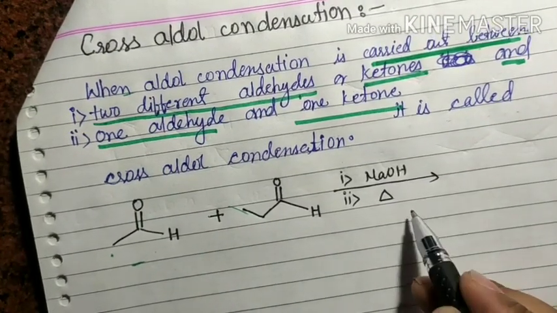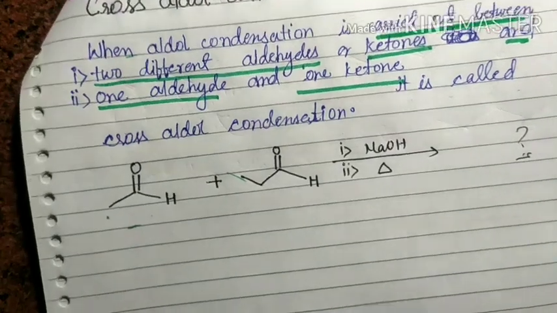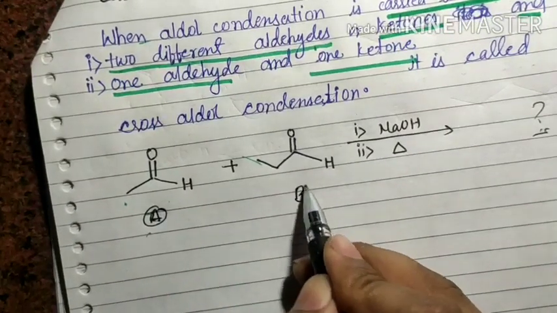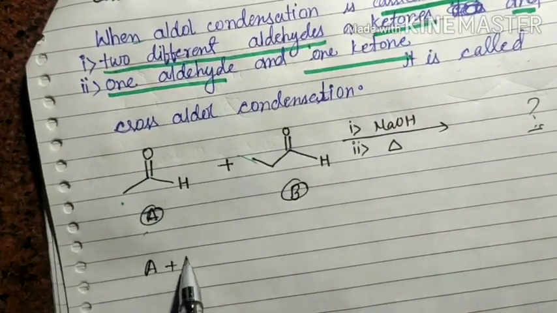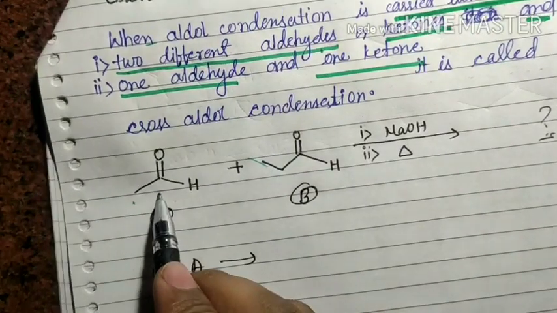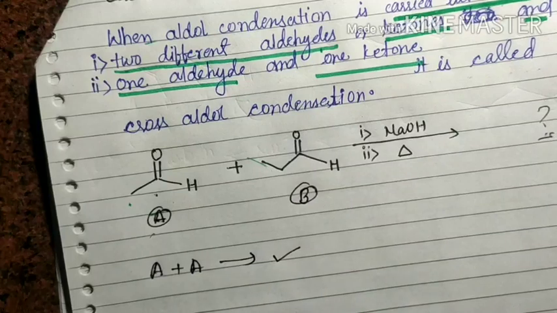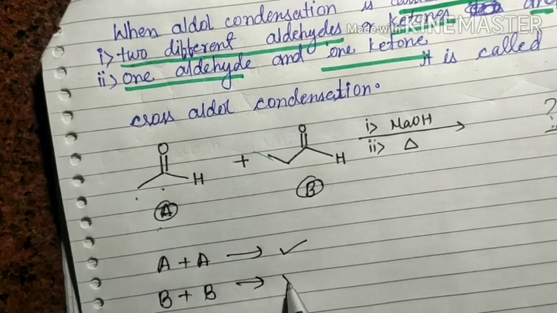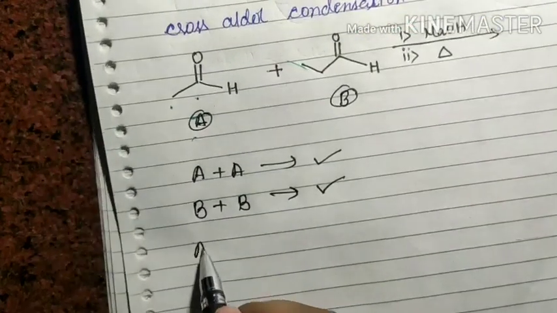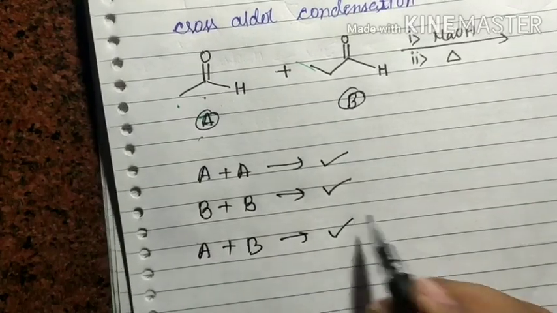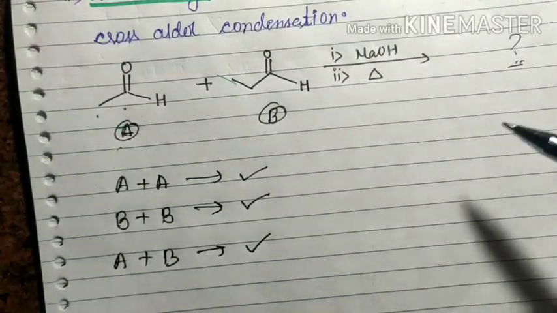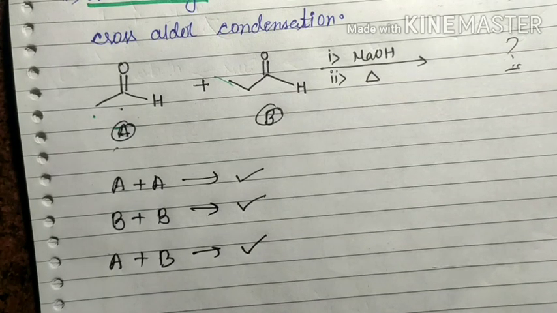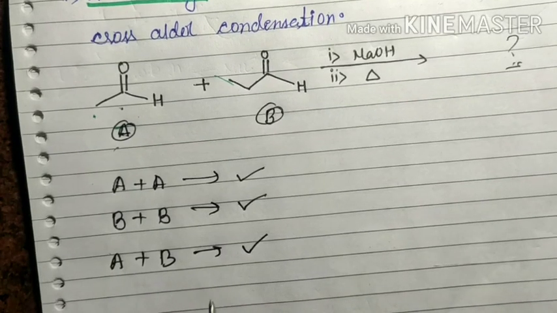So think here. This is the total step and you should write only the product, but I want to explain what to do. If I have two molecules, I write here A and here B. Molecule A reacts with molecule A, that means this aldehyde reacts with itself to give the aldol product. Molecule B reacts with molecule B itself to give the aldol product. And molecule A and molecule B give the aldol product. So here a total of 3 or 4 types of products are formed. Why 4 types of product?